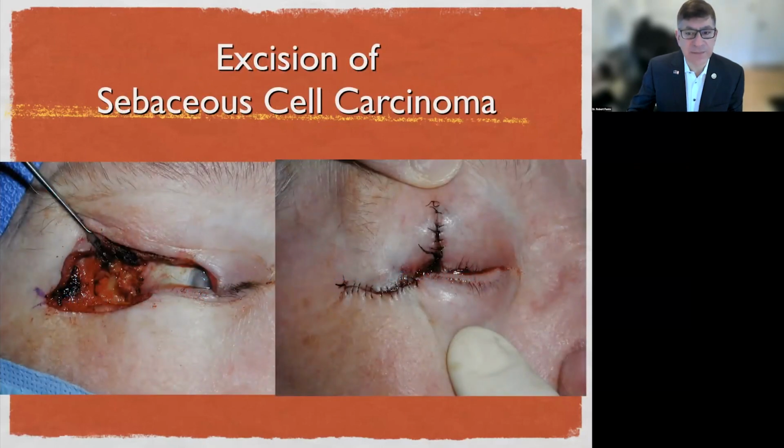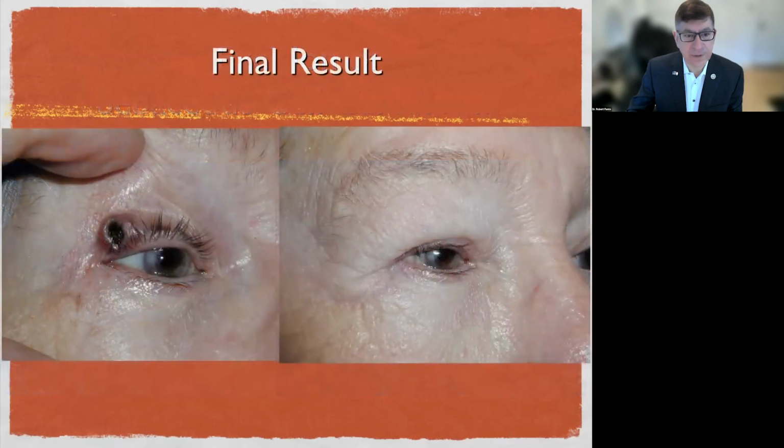Here we can see sebaceous cell carcinoma following excision and reconstruction, both the before and then the after of treatment for this particular patient. Fortunately, the upper eyelid skin hides the scar pretty well.